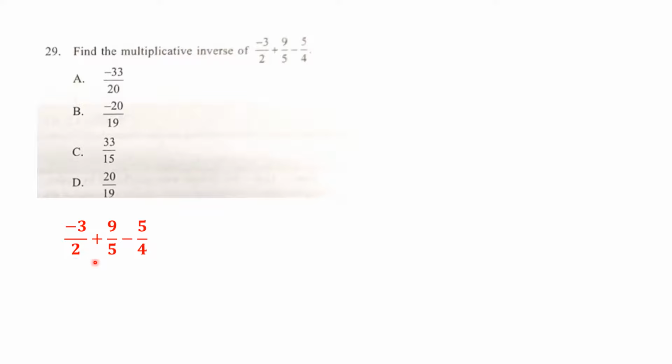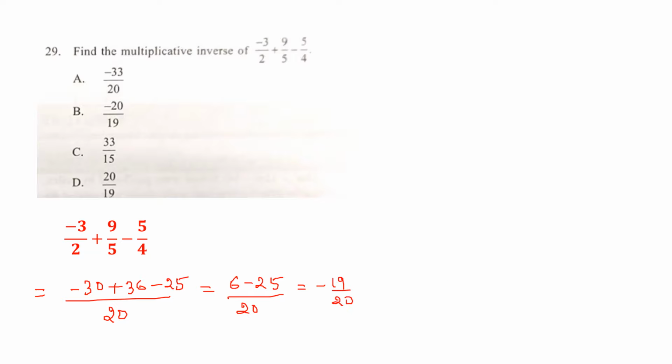If you see here the denominator, the LCM of 2, 5 and 4, you will get it as 20. So now you are going to solve it. So LCM is 20. So here you can write minus 30 plus 36 minus 25. And if you are going to solve it, you will get 6 minus 25 by 20. And 6 minus 25 will give you minus 19 by 20. So the multiplicative inverse of this will be minus 20 by 19. And from the option, you can see B is the correct option.